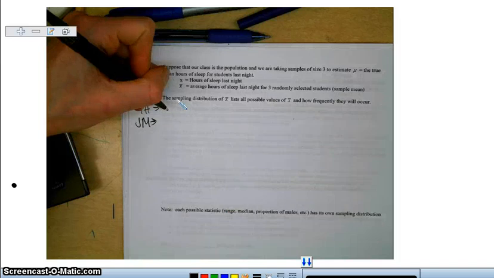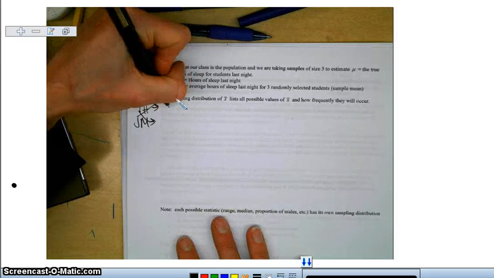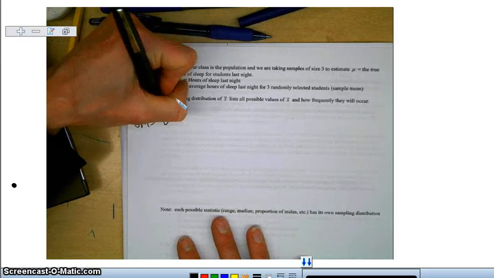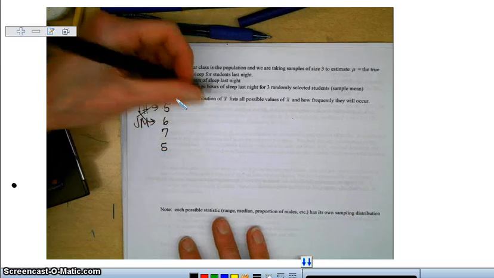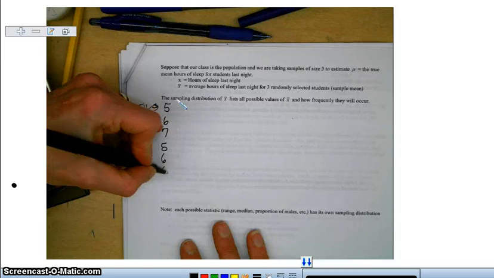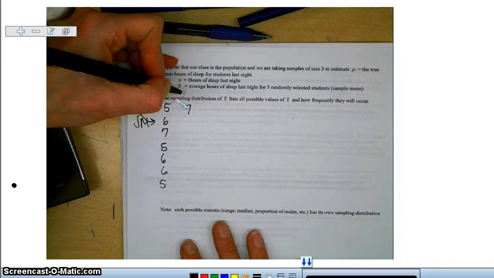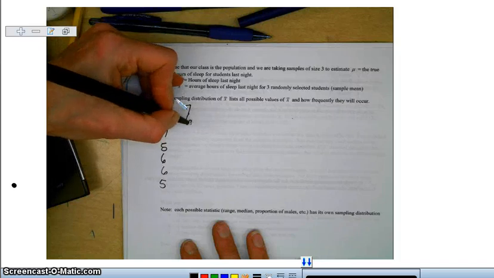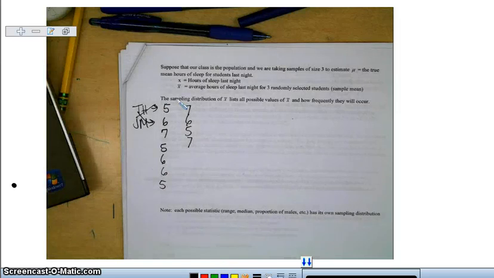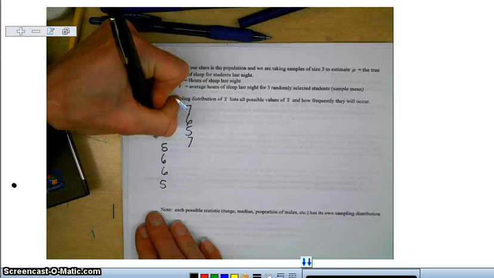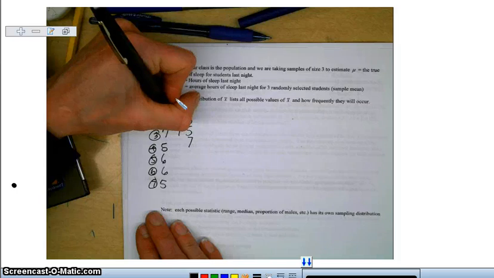Let's just list everybody's hours of sleep last night. 5, 6, 7, 5, Griselda 6, 7, 6, Mitch 5, 7. Okay, so here's a list of all of our hours of sleep. I'm just going to number these: 1, 2, 3, 4, 5, 6, 7, 8, 9, 10, and 11.